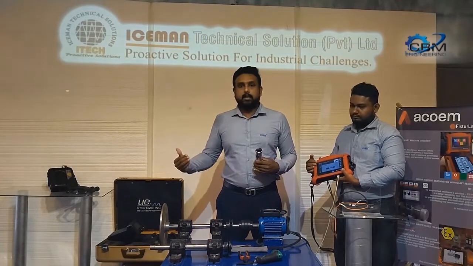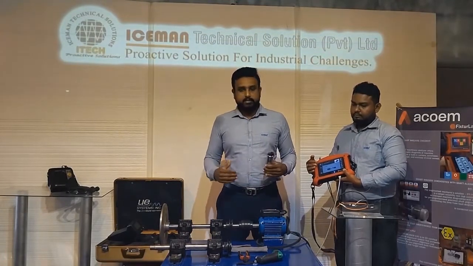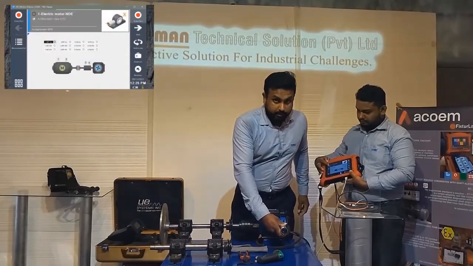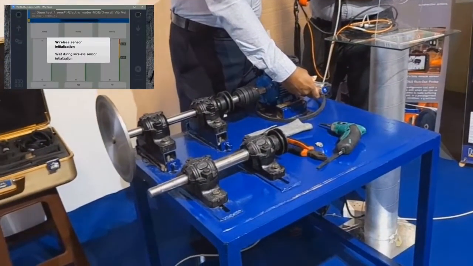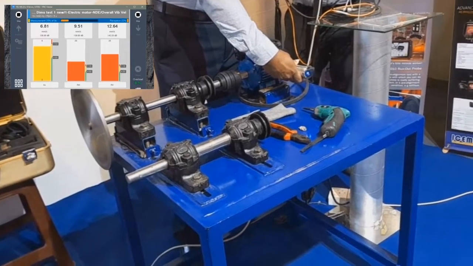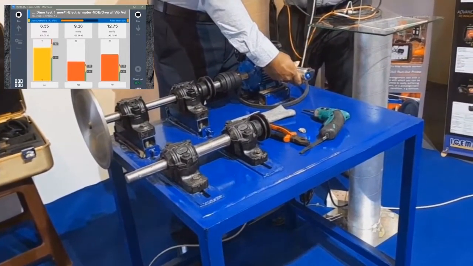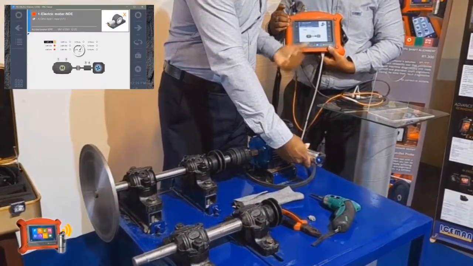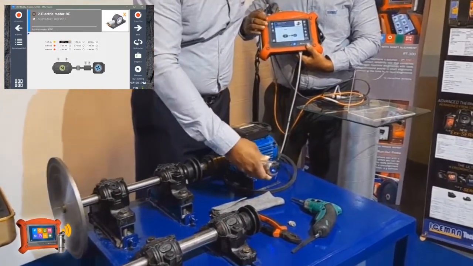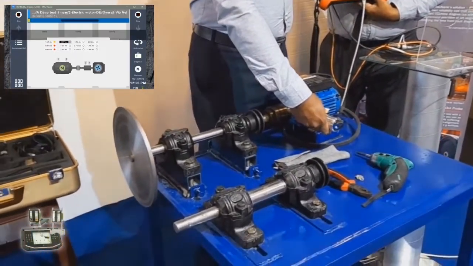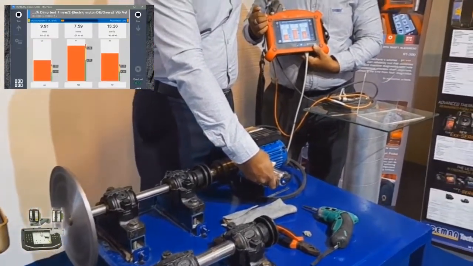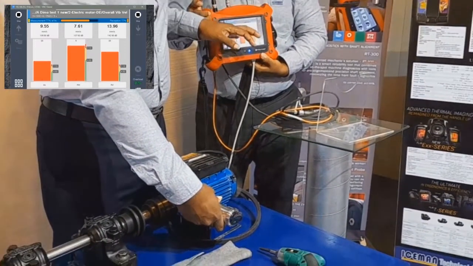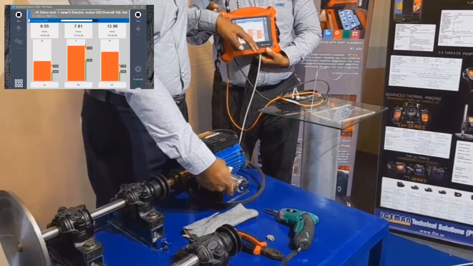This already has the imbalance. We will see how the vibration level is. First we take the motor drive end. The vibration is 5, given by the red color. At the driving side, see the vibration is very high due to the imbalance. The color is red.